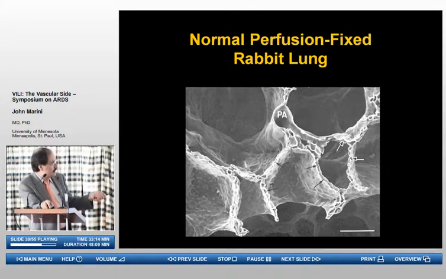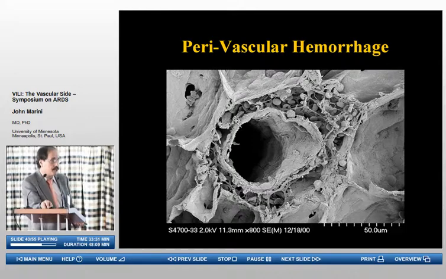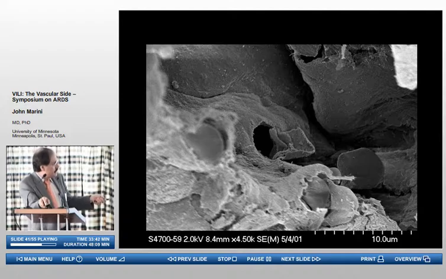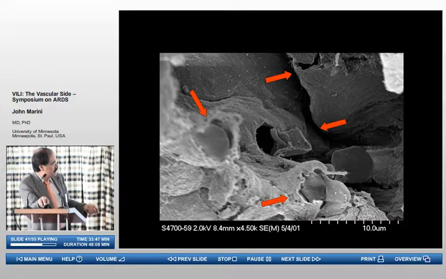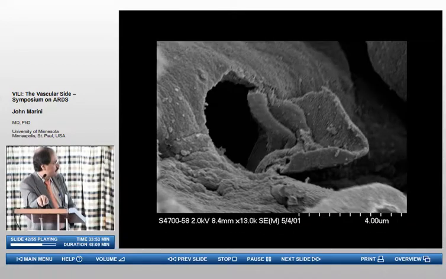Now, just some images of normal perfusion-fixed rabbit lung. You see all the architecture is quite delicate here. You've got large vessels and you've got many smaller vessels. This is what happened to our preparations. These are red blood cells extravasated around a microvessel. That blood should not be there, and it is. Tears in the fabric of the lung in the indicated places. You can see red blood cells ready to emerge into the alveolar space.